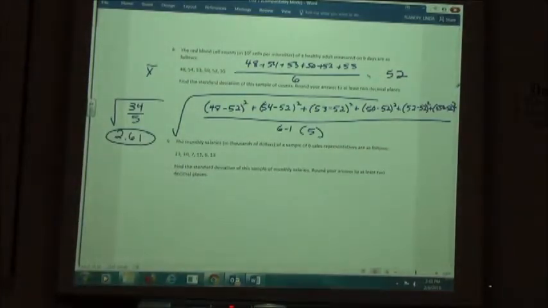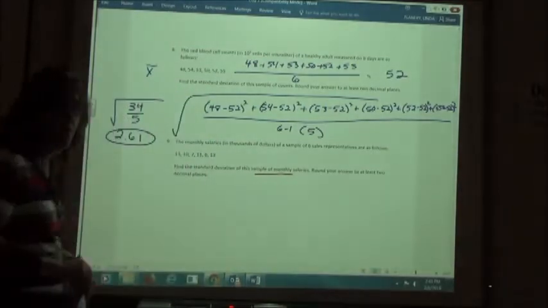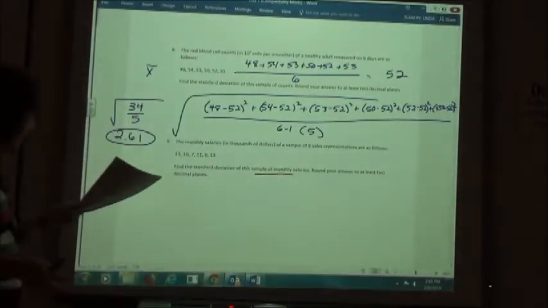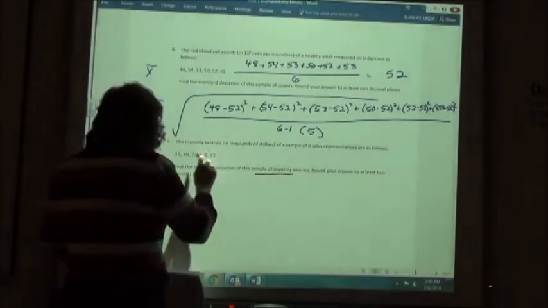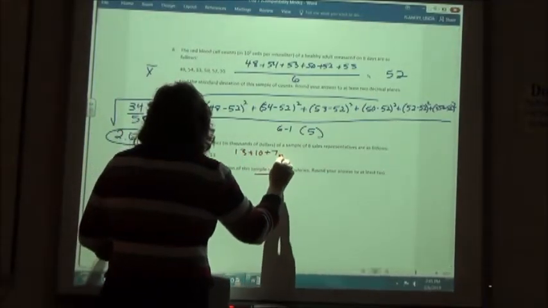All right, so number 9, the monthly salaries in thousands of dollars of a sample of 6 sales representatives are as follows: 13, 10, 7, 11, 6, and 13. Find the standard deviation of this sample. So we want to find where the majority of the items fall in as far as the spread of our numbers. We're first going to find the mean.